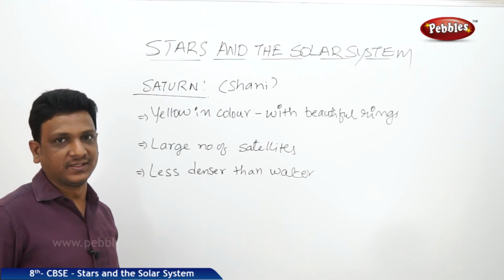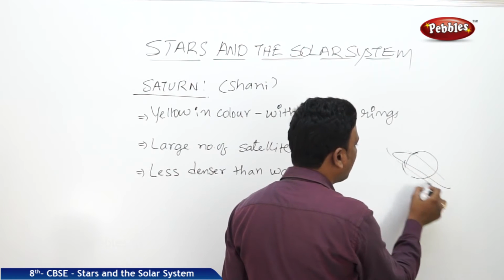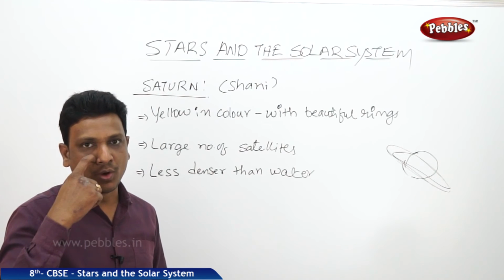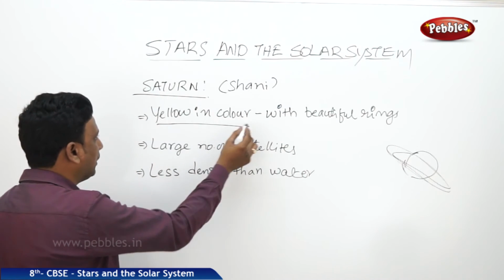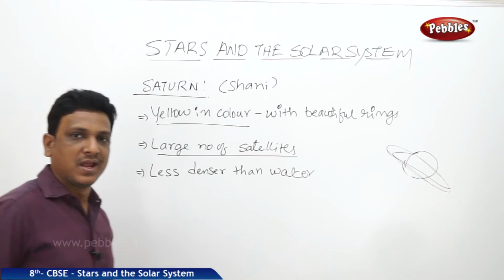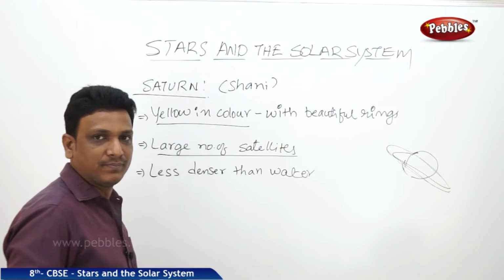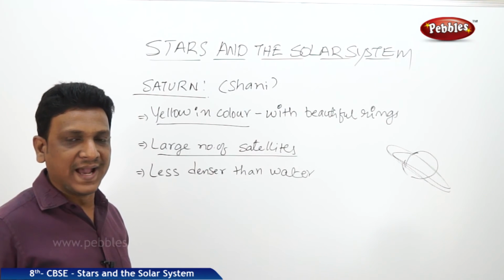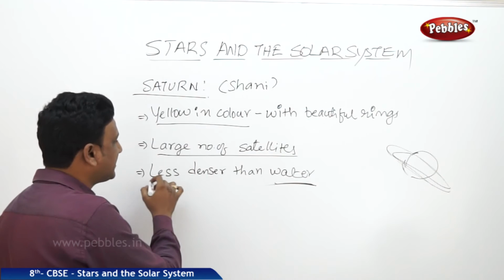When you talk about Saturn, you get the picture of Saturn with a number of beautiful rings around the planet. Of course, these rings are not visible to the naked eye. With the help of a small telescope, you can see the beautiful rings around this yellow planet Saturn. Saturn is yellow in color with beautiful rings and it has a large number of satellites. One more important feature is that it is the planet with the least density in the solar system. Its density is very low, lower than water. So the density of Saturn is less than the density of water.